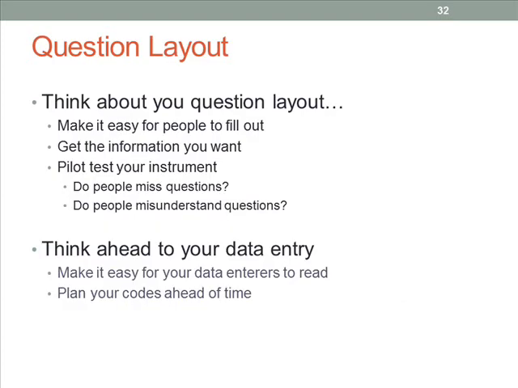Slide 32. When you think about your question layout, make it easy for people to fill out. Get the information you want. Pilot test your instrument. When you pilot the instrument, you can answer yourself: Do people miss questions? Do people misunderstand questions? When you think ahead to your data entry, make it easy for your data enterers to read. Plan your codes ahead of time.